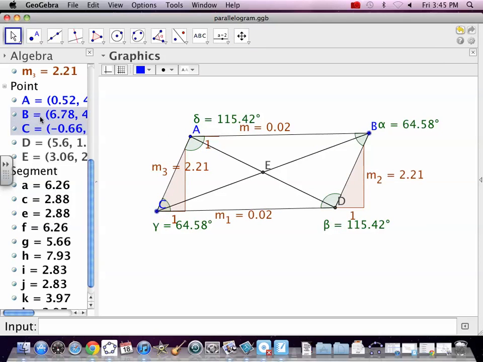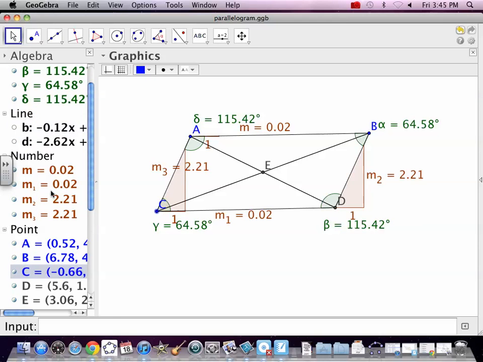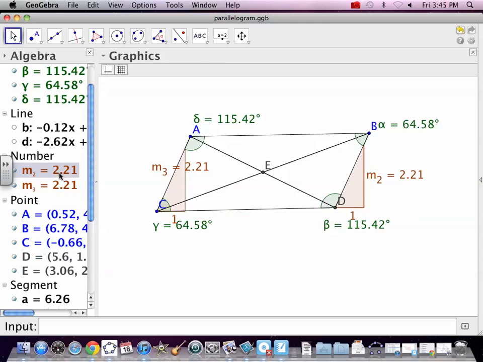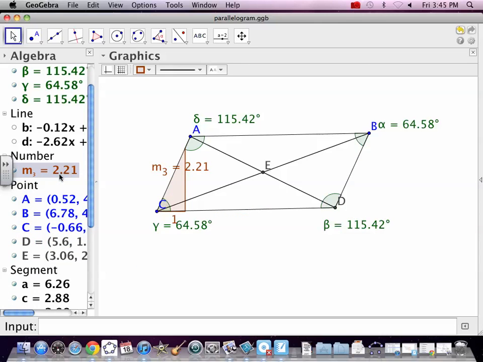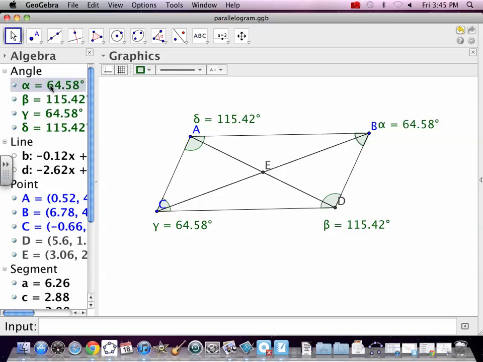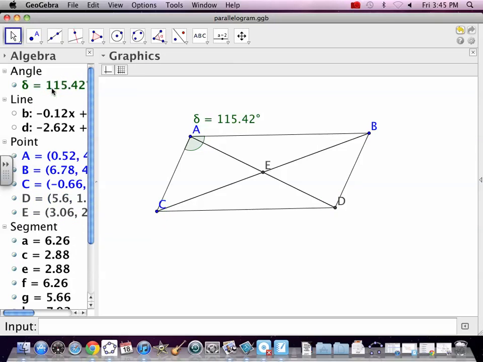The bisector aspect, let's see if I can show the bisector. I need to hide some stuff, though. Sometimes it just gets too busy in here, so I'll just delete some stuff. We already looked at those slopes. We already looked at these angles. We don't care about these anymore.